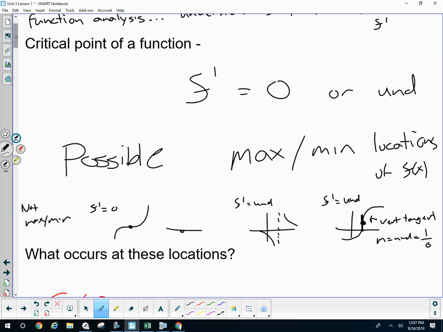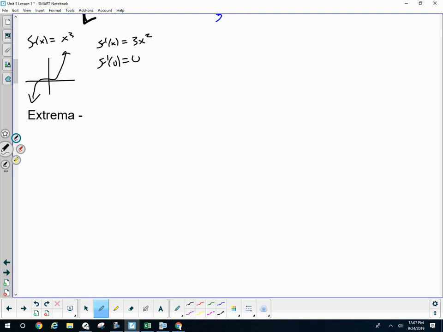Now, instead of saying max mins all the time, mathematicians use the fancy word extrema. Long E. Extrema. There are two types of extrema that we will hear about. We're not going to really focus much on the difference. We'll kind of stick to one side of things.